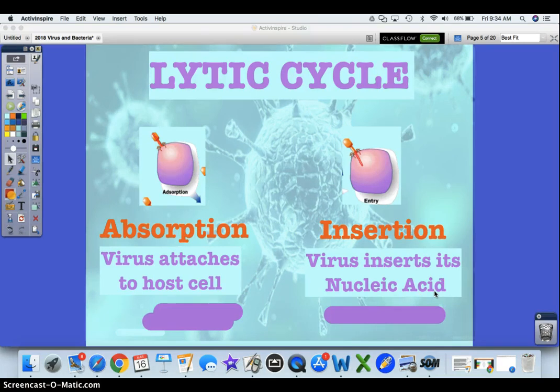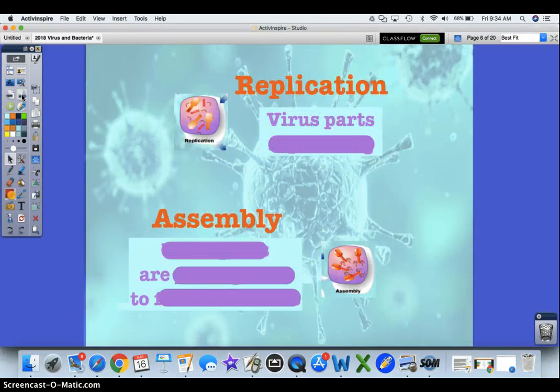So it's a code to say, hey, make more virus. Use the parts of the cell and let me reproduce. So what it does is it literally takes parts of the cell, protein, carbs, everything, and it starts replicating. What is it replicating? Look at the picture. It's copying itself. What's replicating? Look at the picture.